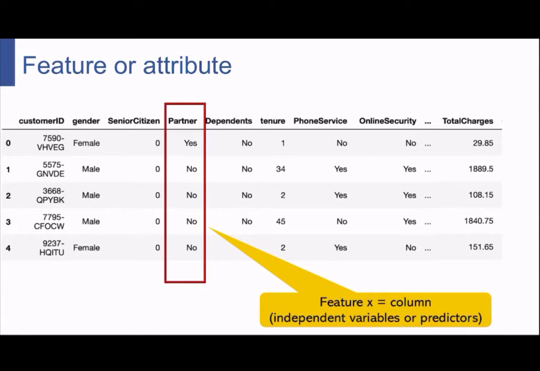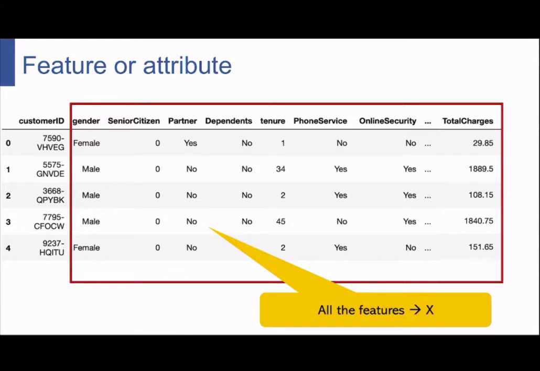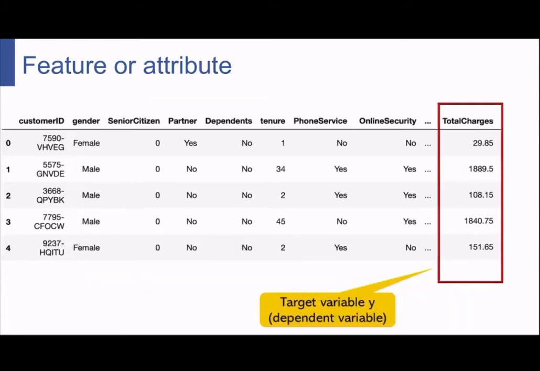We have columns. Each of these columns, we are going to model it, and we give it the name small x, lowercase x. In statistics, these are called the independent variables or the predictors. The set of all the features that we have is represented with capital X, or the features that we choose to represent each of the entities.